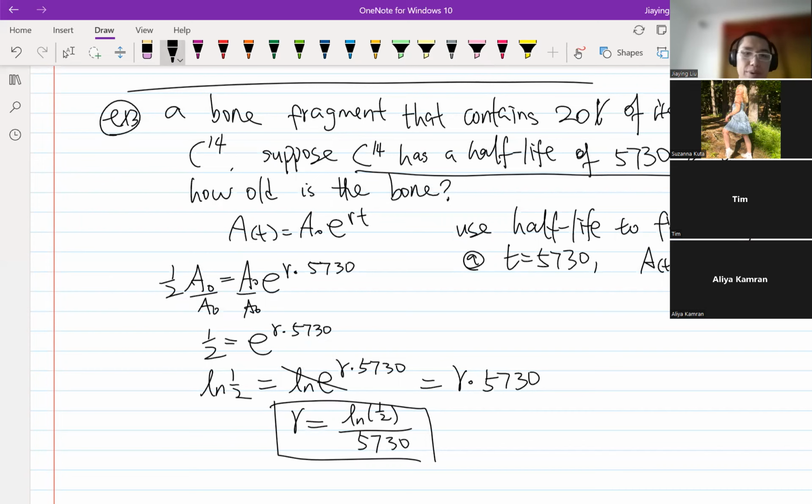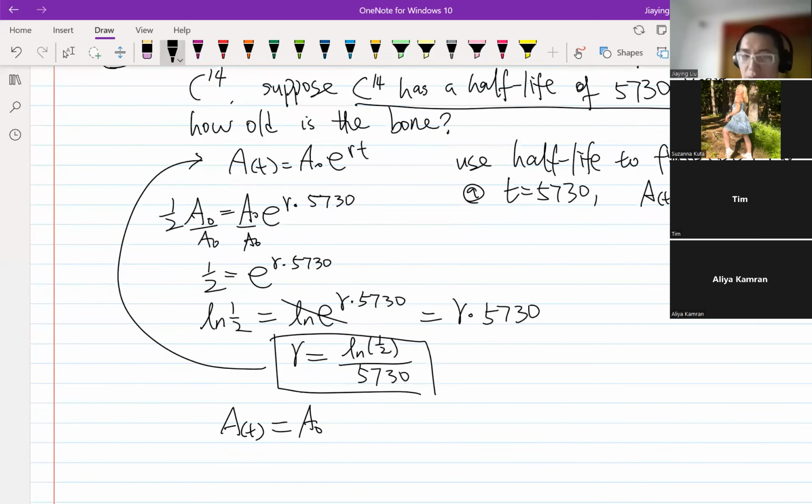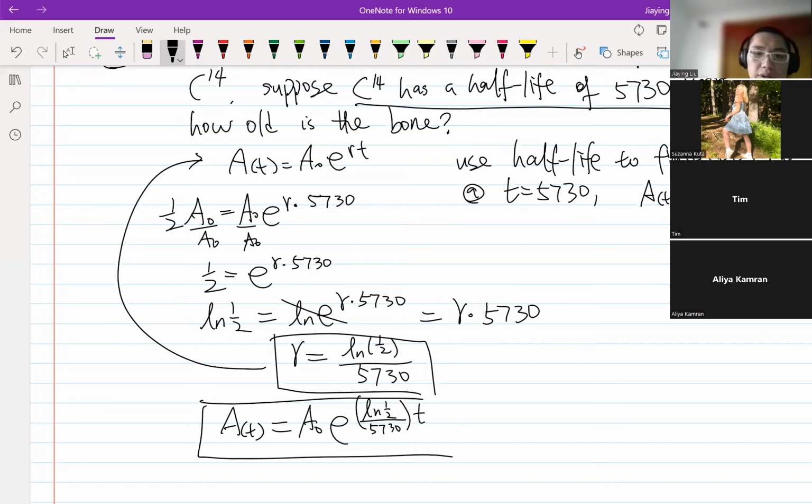So that's the exponential decay rate. I have it now, so I can put it into the function. So I get A of t equals A naught, the initial amount. Again, I don't know exactly how much that is, but it's probably not going to affect how we solve the problem. But let's continue. So that's e raised to the natural log of 1/2 divided by 5,730, all in the exponent, times t. So that will be the function that gives us the remaining amount of carbon-14 in the bone, and that's what we're going to use to finish this problem.